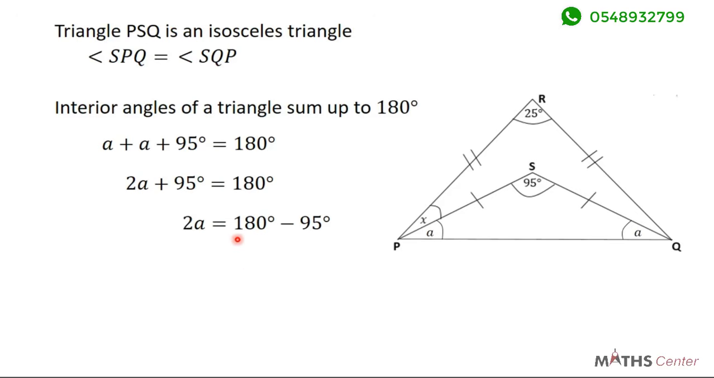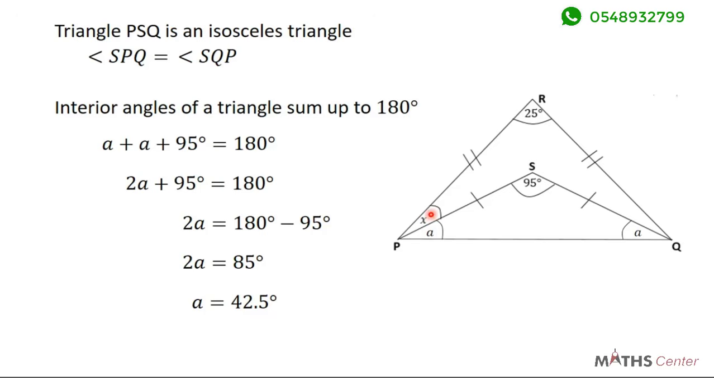So 2A will be equal to 180 degrees minus 95 degrees, which is 2A is equal to 85 degrees. We divide both sides by 2, and A gives us 42.5 degrees. So you have found this side to be 42.5 degrees. You have also found this side here to be 42.5 degrees. Remember, the question did not tell us to find A. We even introduced A so that you'll be able to find S.